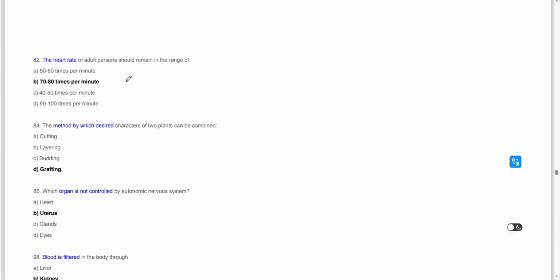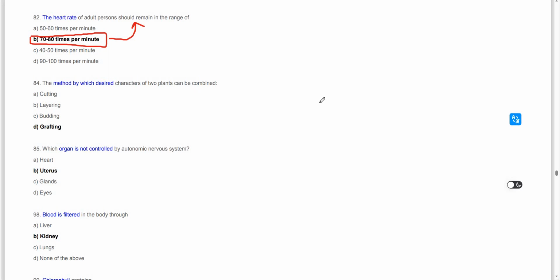Moving on to the next question. The heart rate of an adult person should remain in the range of 70 to 80 times per minute. Moving on to the next question. The method by which the desired characters of two plants can be combined is called grafting.